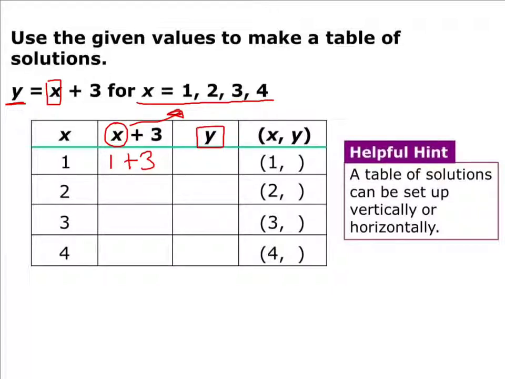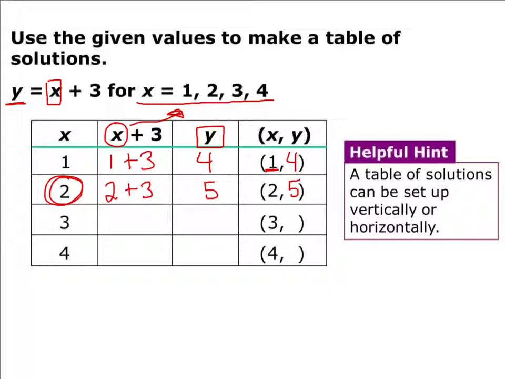Well, 1 plus 3 is 4. So over here, I already knew what my x value was. It gave that to me. And my y value, I just figured that out, was 4. Okay, so let's take a look at the second row, number 2. We're going to substitute the 2 in for my x, so we're going to have 2 plus 3, which is 5. We already know the x, that was 2. It gives that to us right here. So I know that my y is going to be 5.